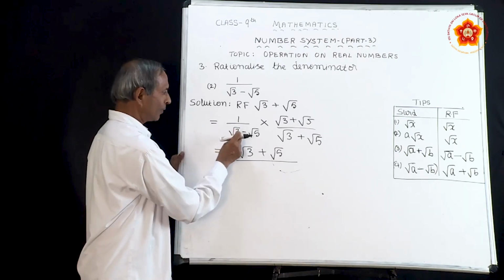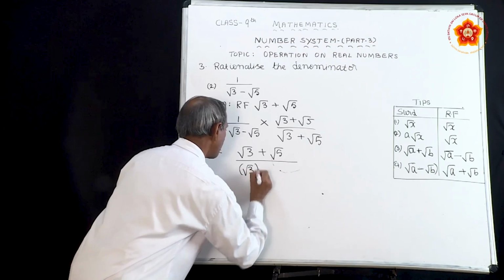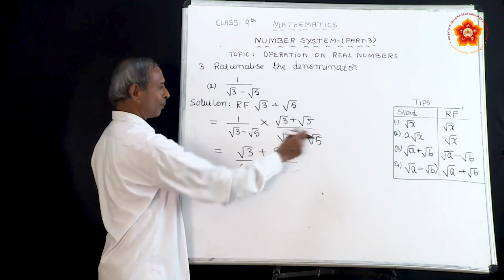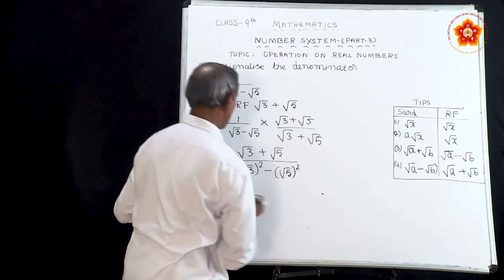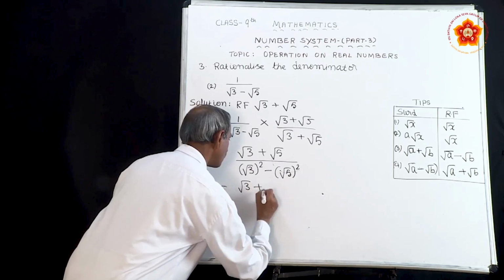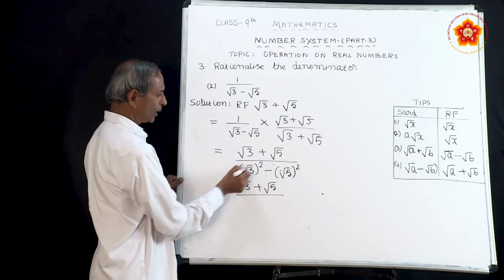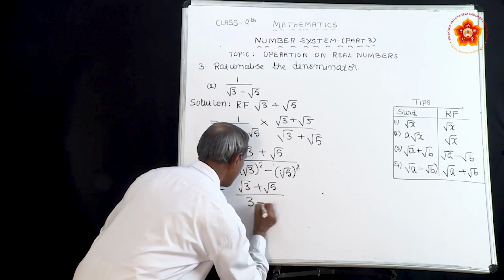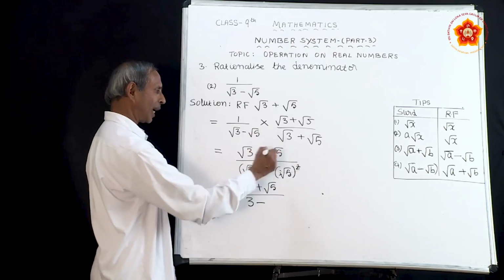Now here, instead of a, root 3 is there, therefore it becomes root 3 whole square, minus, instead of b, square root of 5 is there, therefore it becomes root 5 whole square. Now let us simplify this. Now you will get the answer root 3 plus root 5 divided by root 3 whole square. Here square root and square will get cancelled, you will get 3 only. Minus, here also square root and square will get cancelled, you will get the answer as 5.